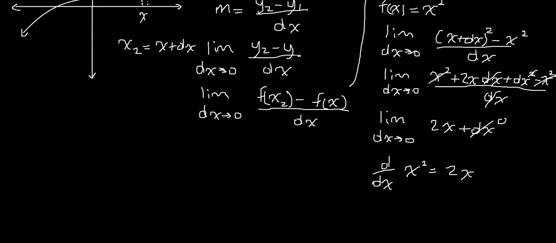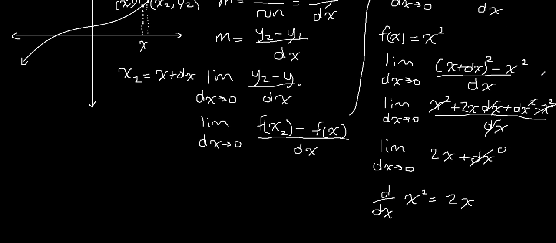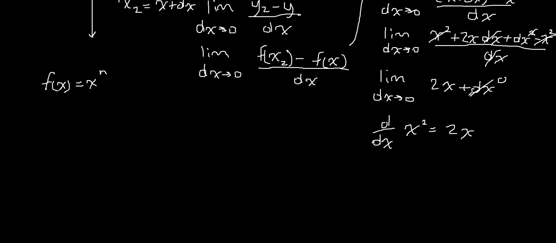Now this is just for the example of f of x equals x squared. What if instead we have f of x equals x to the n? So in this case, you would just do the exact same thing. Limit as dx approaches 0 of x plus dx to the power of n minus x to the power of n. Ooh, whoops.